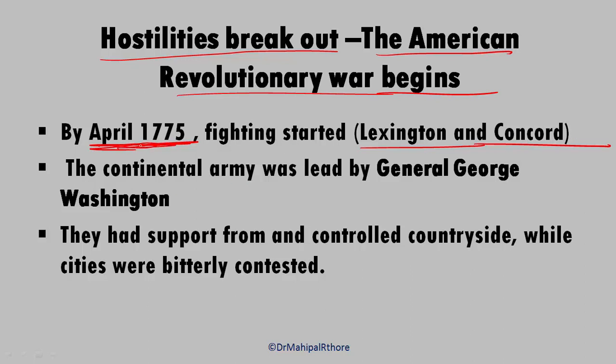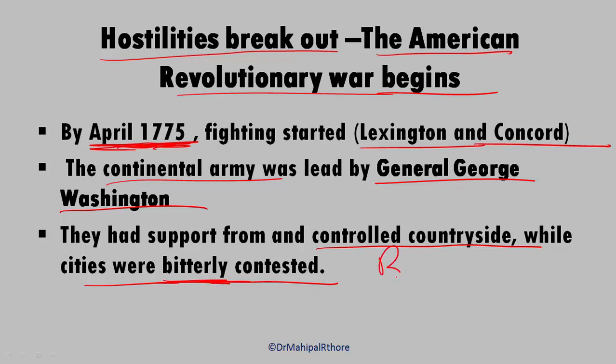So in April 1775, the fight started. The Continental Army, the American Army, was led by General George Washington, very famous person. He became the first president of United States later. They had support from and controlled the countryside, all the village areas, while the cities were contested bitterly. Actually, they conquered Boston very soon, but later they lost New York. New York also they had captured, but the British Army came and they took back New York. And it was with them for a long time, but Boston was captured.